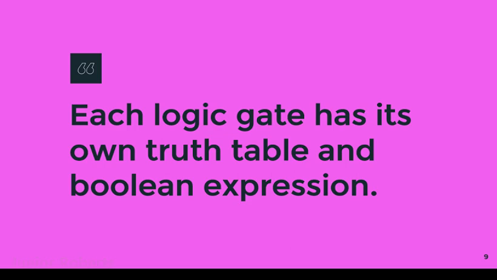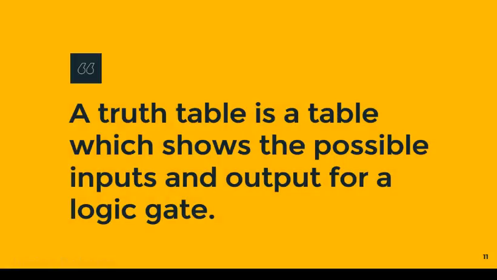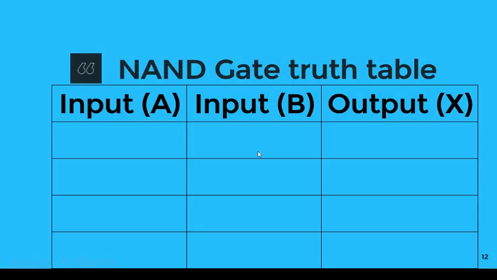Okay, so we know that each logic gate has its own truth table and Boolean expression, and first we're going to take a look at the truth table for the NAND gate. Okay, so again, we know a truth table to be a table which shows the possible inputs and output for a logic gate, right? So here we have the truth table for the NAND gate.